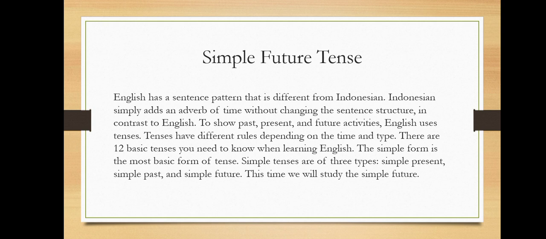There are 12 basic tenses that you know when learning English. The simple form is the most basic form of tense. Simple tenses have three types: simple present, simple past, and simple future. This time we will study the simple future.